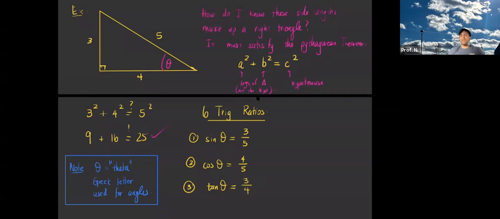So that's how you find sine, cosine, and tangent of an angle if you have a right triangle. And then once you have these, you can get the reciprocal of them. So this is 5/3. Next one is 5/4. And this one, cotangent theta, will equal 4/3. So these are my 6 trig ratios: sine, cosine, tangent, cosecant, secant, cotangent.